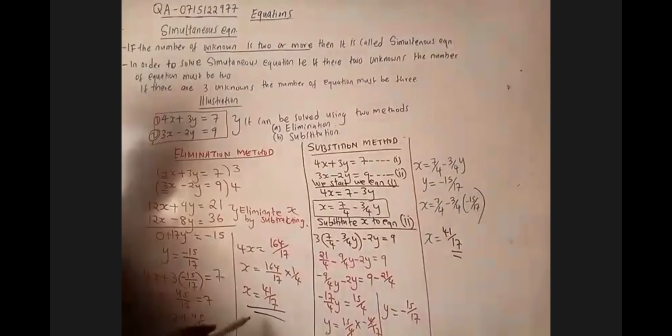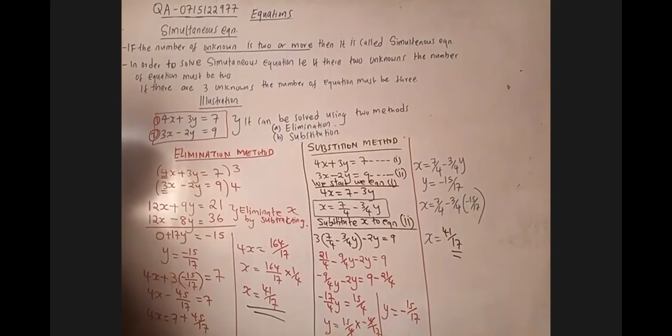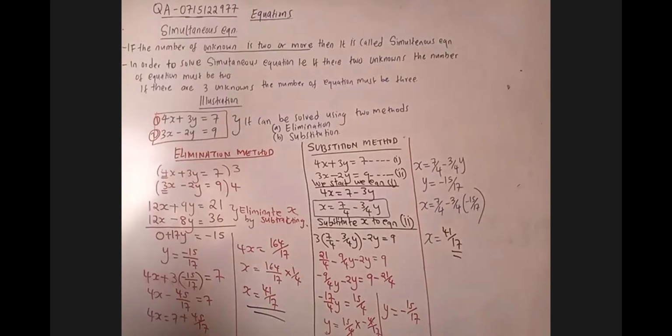Our x here is 41 over 17. I hope it's the same answer on the other side. We say it is 7 over 4 minus 3 over 4 multiplied with minus 15 over 17, and the answer is equal to 41 over 17. That is how you do that question. Any question up to that point?